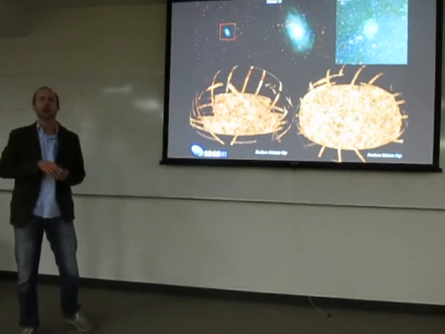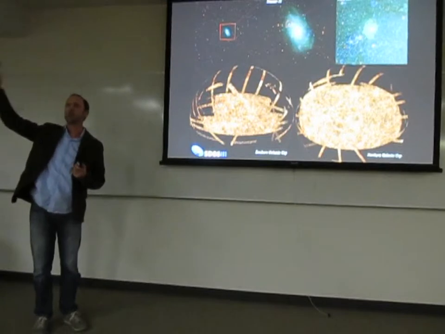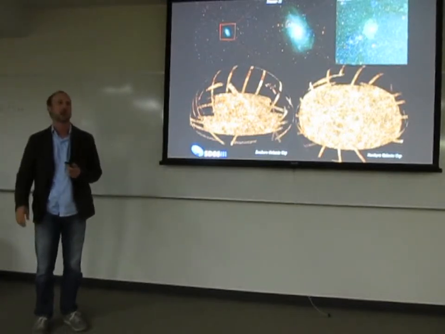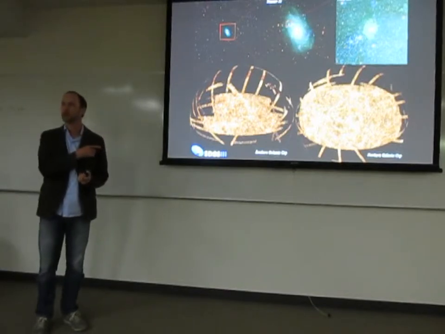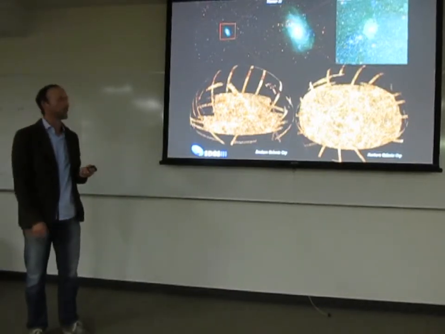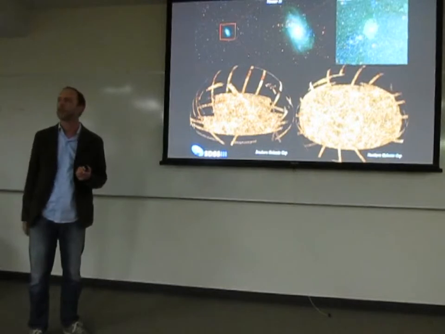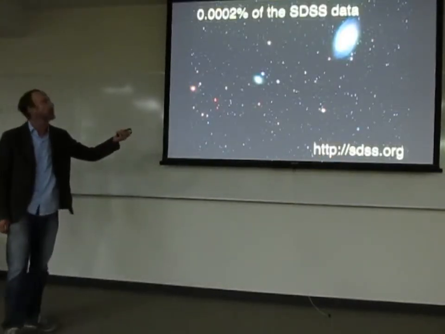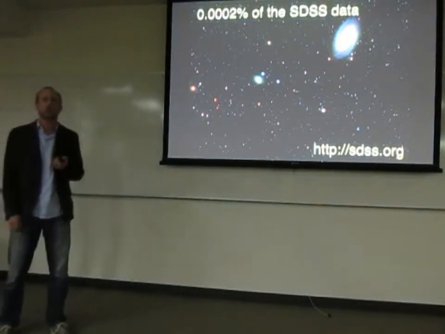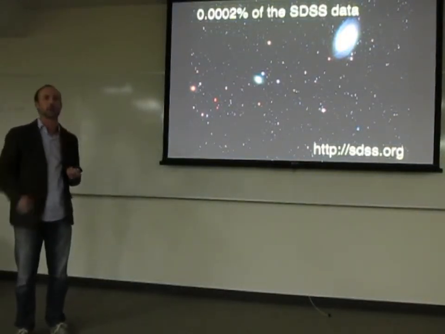Your human eye, if you go all over the world, look at every piece of the sky, north and south, you can see around 9,000 stars. And we're looking at billions of stars in these maps that we're putting together. And that's even just starting to scratch the edge of what's actually out there. So for example, this image here, that's 0.0002% of the data from the Sloan Digital Sky Survey.